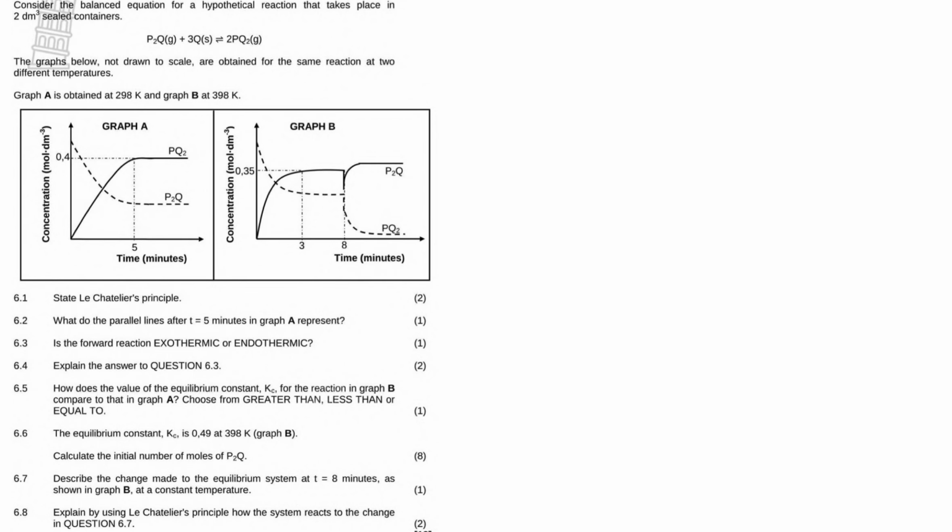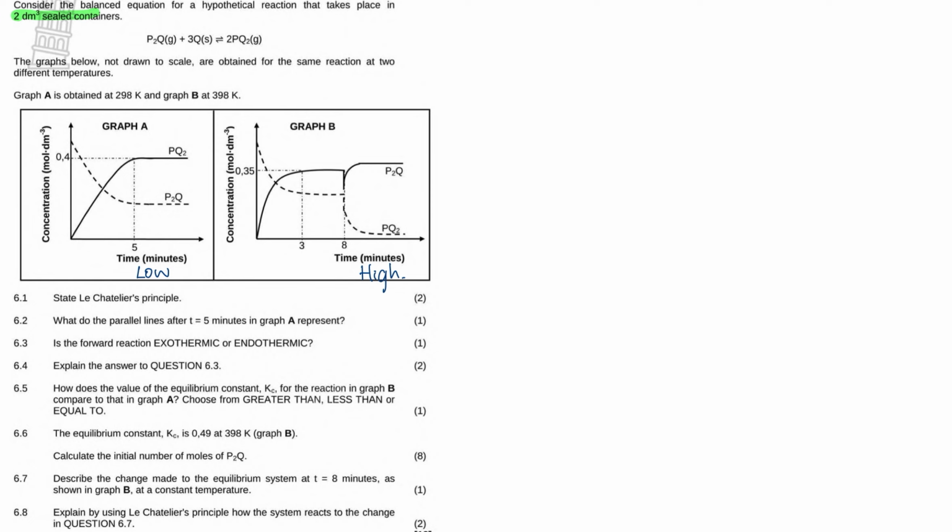In this video, we're going to take a look at the chemical equilibrium and acid-base questions from this paper. Consider the balanced equation for a hypothetical reaction that takes place in a 2 dm³ sealed container. We've been given the reaction, and they tell us that graph A is obtained at 298 Kelvin and B at 398 Kelvin. In other words, the temperature is not really important, just that that's a low temperature and this is a high temperature. Question 6.2, what do the parallel lines after T5 in graph A tell us?